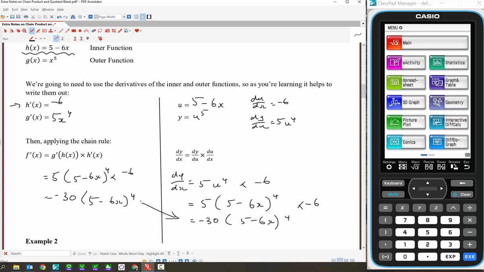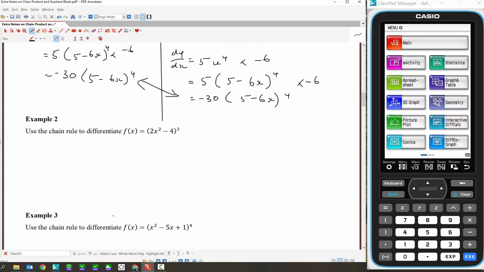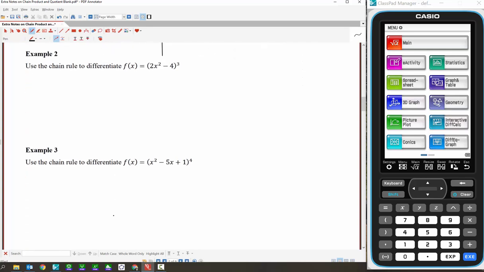And what you hopefully notice there is it's the same derivative. Alright, so let's use it on this one here. Use the chain rule to differentiate f of x equals this. Now what I'm going to do is teach this two ways. I'm going to use Leibniz's notation, and I'm going to use, well, should we call it a shortcut? I don't know what we'll call it, but maybe a faster method.